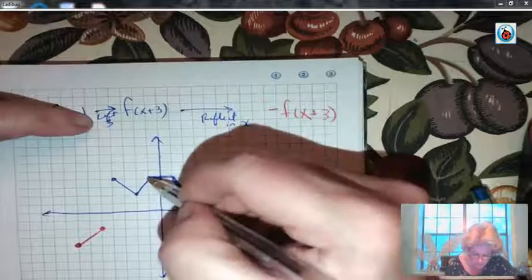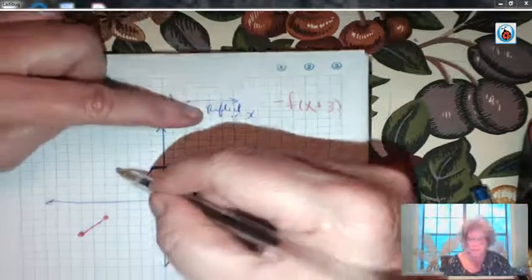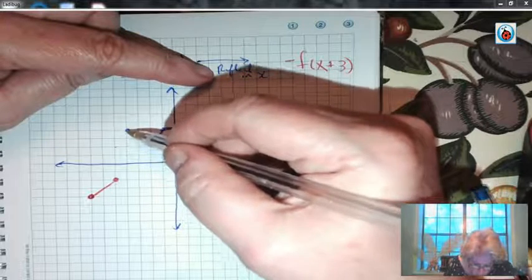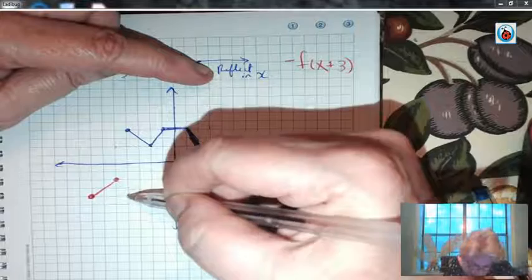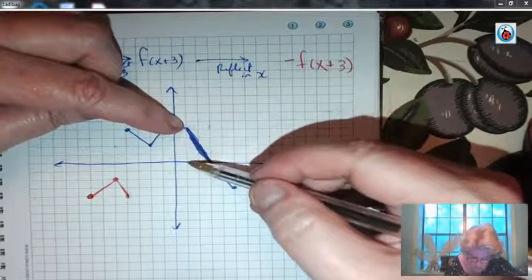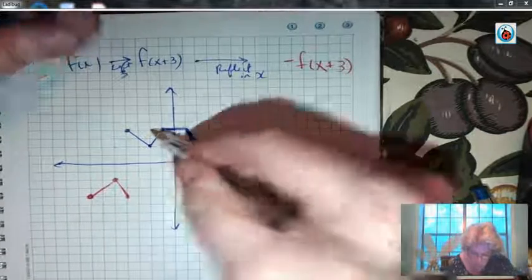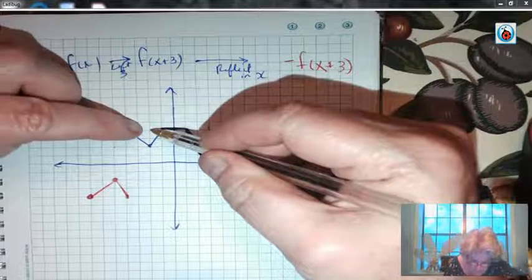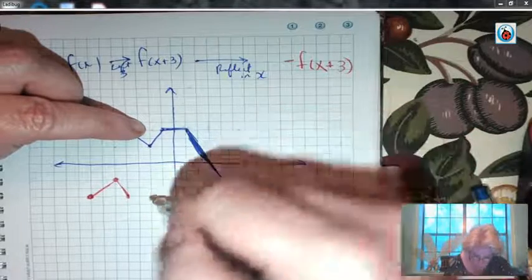Okay, what about this guy? I'm going to go left 3, 1, 2, 3, and then reflect it in x. This is 1, 2, 3, 4 above. Its reflection will be 1, 2, 3, 4 below. I'm going to go to this guy, and I'm going to take him left 3, 1, 2, 3, and then reflect it in the x. So this is 4 above. Its reflection will be 1, 2, 3, 4 below.